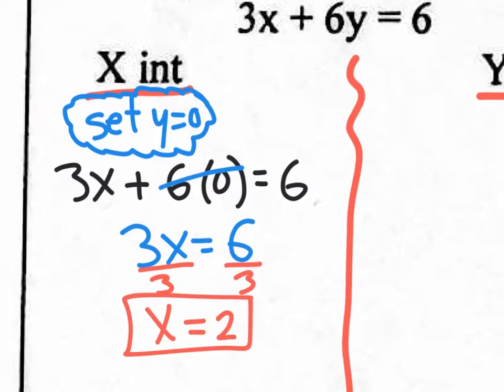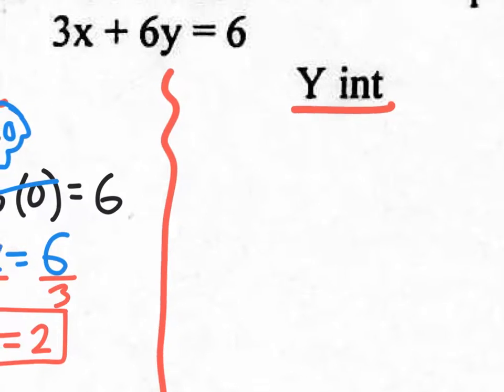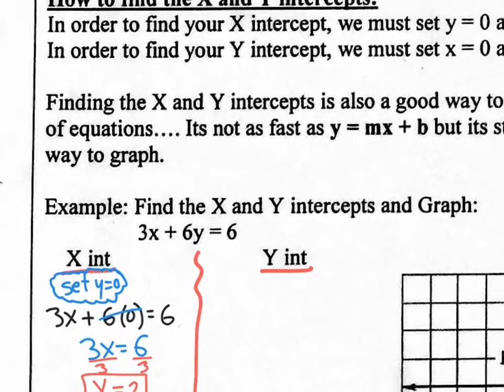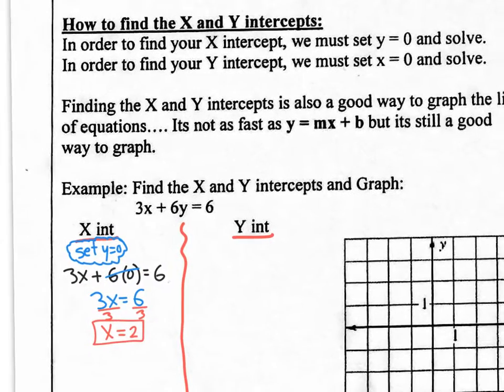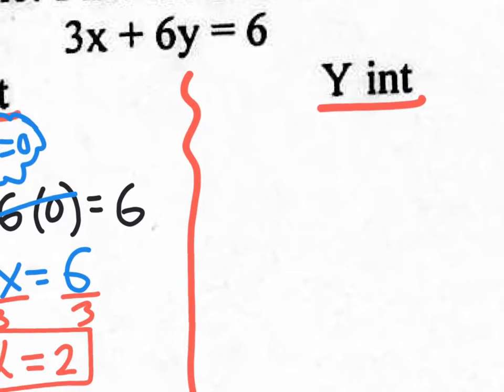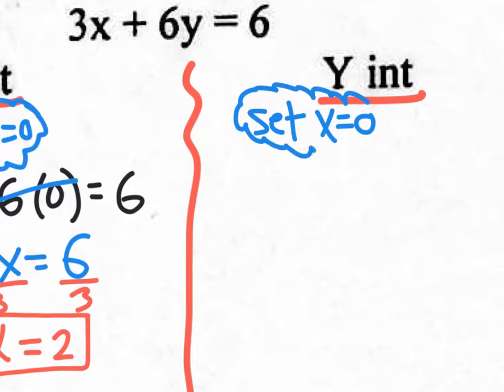Now let's do the same, but for the y-intercept. Now, up above, it says, in order to find your y-intercept, you must set x equal to 0 and solve. That's what it says right here. So over here on my y-intercept work, I want to write down set x equal to 0 and solve. So I want to put this in a little cloud because that's what I need to know. So what does that mean, set x equal to 0 and solve?